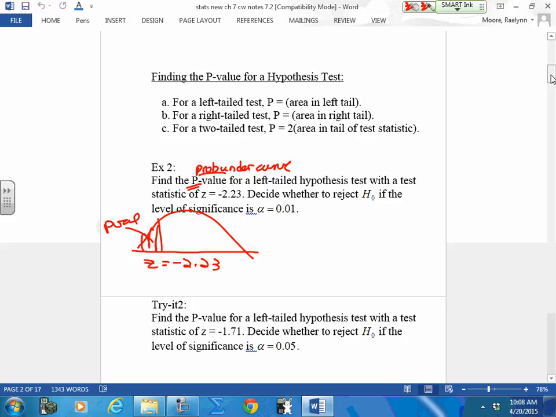You want to find the area under the curve. So how do I do that? Find the z-score, find the chart, and when you look this up, it is the area to the left. So look it up on your z-table.